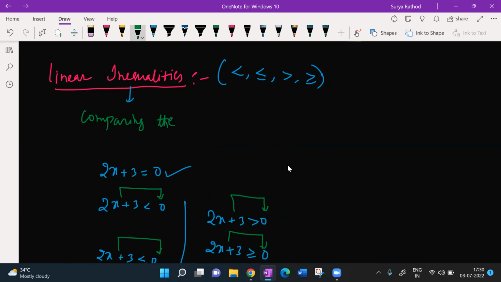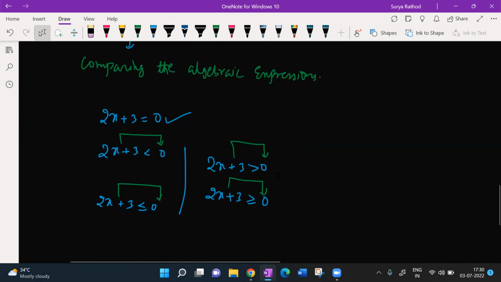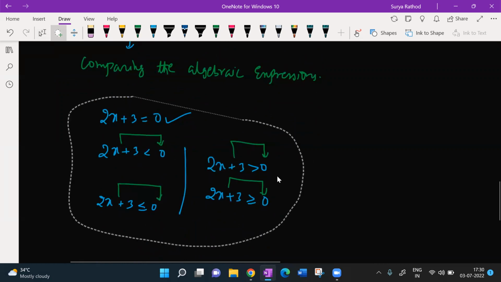Comparing the algebraic expressions. Algebraic expressions. This is basically a very important topic. All right, guys. I'll tell you with the shortcuts, everything I make you know clearly in this topic. Be patient and listen to me properly. Each and every word, whatever I deliver here, please listen to me.